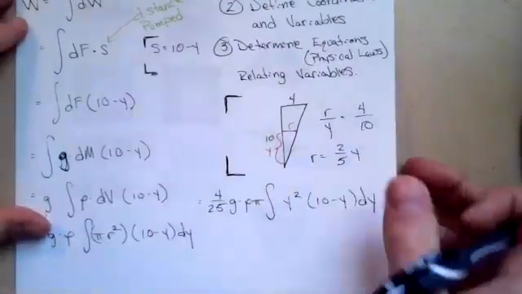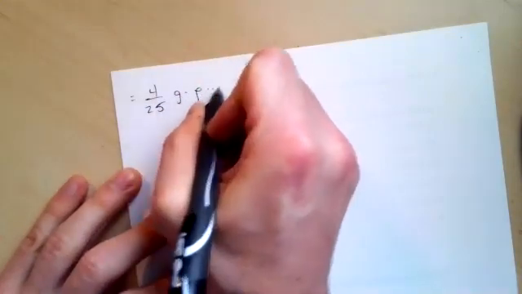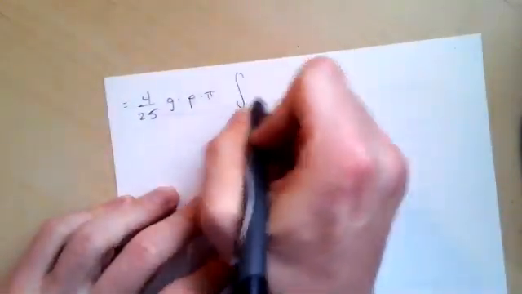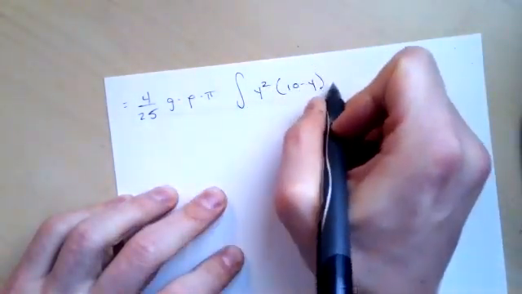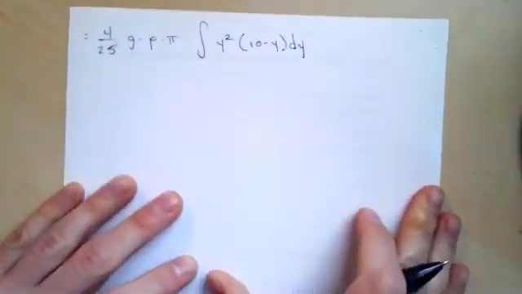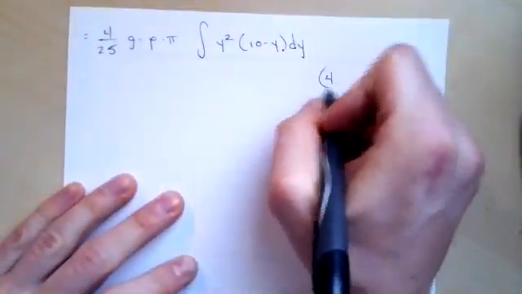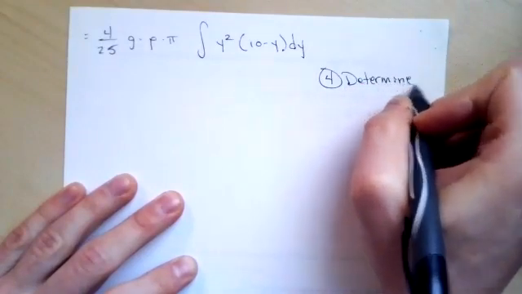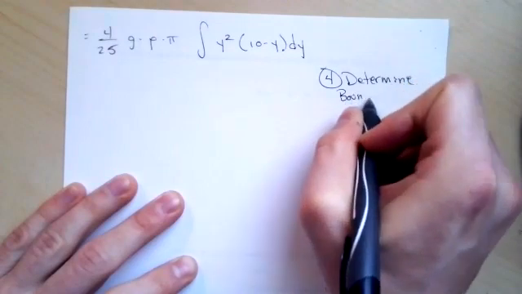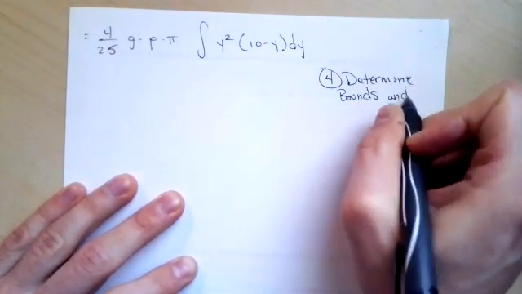So what do we want to do next? Let's go ahead and get a new piece of paper, give us some space here. We've got 4 out of 25, gravity times density times pi. So our fourth step would be to determine the bounds and integrate.